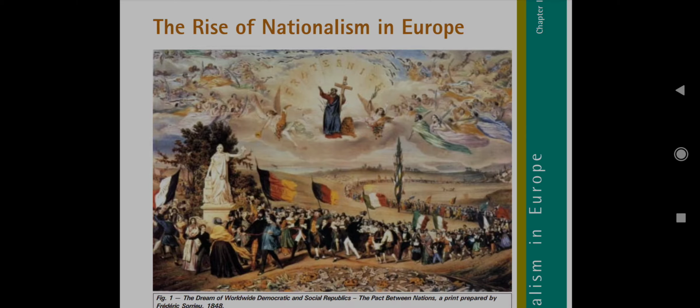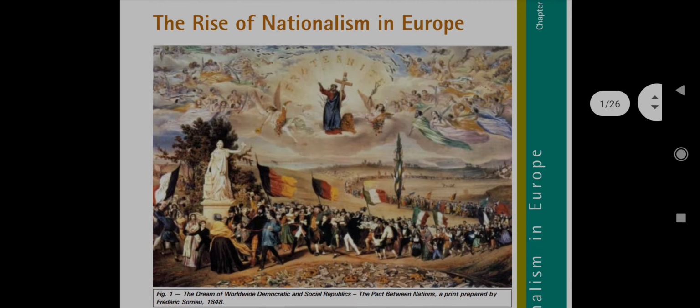So, before we begin, let me tell you what this chapter is about. In this chapter, we'll be studying how nationalism emerged in Europe. Basically, this chapter will tell you how the feeling of nationalism came up in Europeans, the people who lived in Europe. Okay, and it will tell you what nationalism actually means.